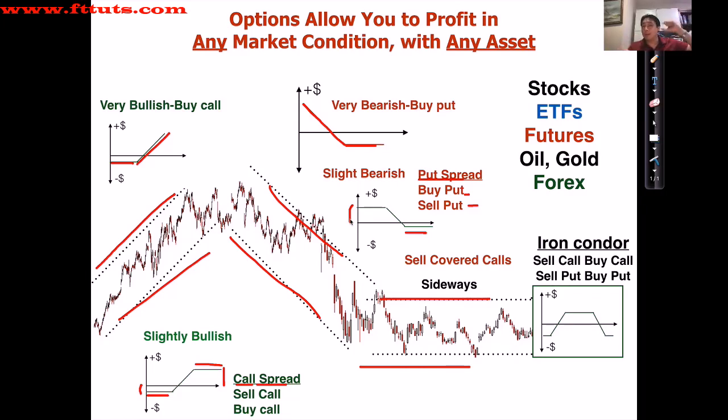Where you risk 1 to make 2, or 1 to make 1.5, or 1 to make 3. So again, by doing that, it lowers the cost of your original put, right? Because you sell another put at a lower strike price, you collect premium to finance your original put. So you'll learn all these wonderful strategies, okay?